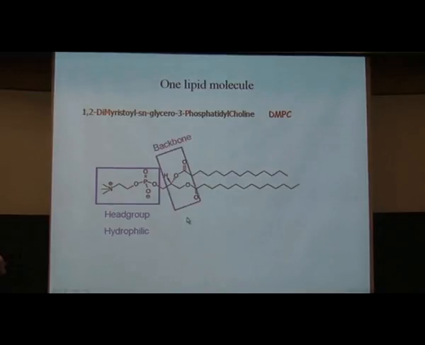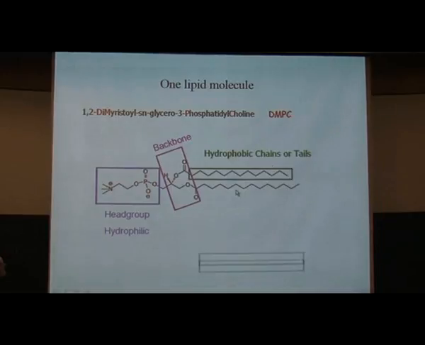The next piece of the molecule is this backbone. I'm not going to get into a lot of details about that backbone. It ties together the head group and the tails, or the hydrophobic chains or tails, and there are two of them on typical biological molecules. And they're hydrophobic because water doesn't like them. Oil and water don't mix, and so that's why they're called hydrophobic.